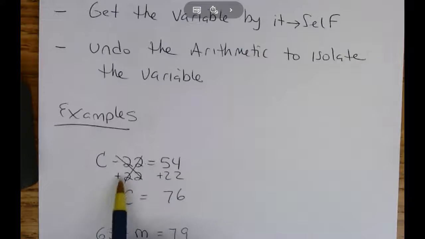So that's the answer. So you see here, it was c minus 22. We add 22 to undo this arithmetic, and then as long as we add that 22 to the other side, we then get our answer c equals 76, and we've isolated c.